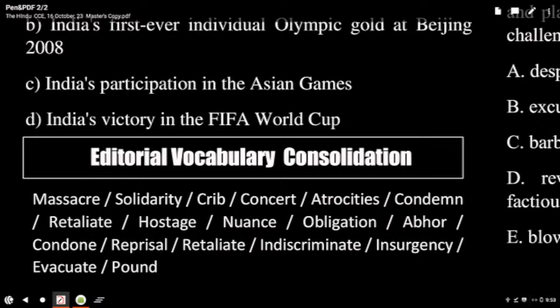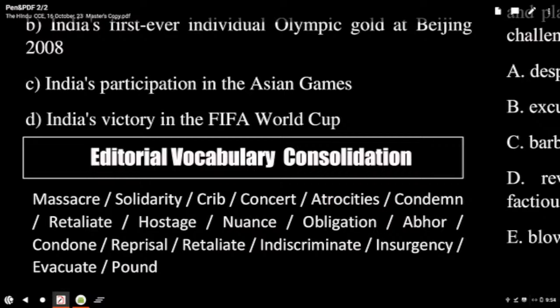It goes with terrorists, kidnappers. Nuance. Noun. Nuances, plural. That means a noun. Meaning subtle or slight. It can also be an adjective. And obligation. Noun. Meaning responsibility, duty, something you have to do because it is your duty or you have promised to do it. And abhor. Abhor, verb, meaning disgust, hate, something you don't like. Condone, verb, meaning to excuse someone's bad behavior. Condone means what? To excuse someone's bad behavior.